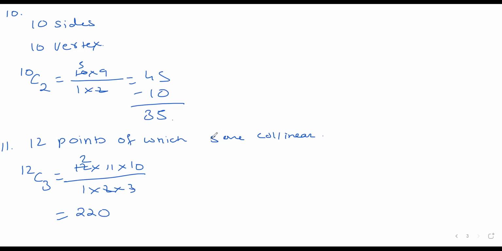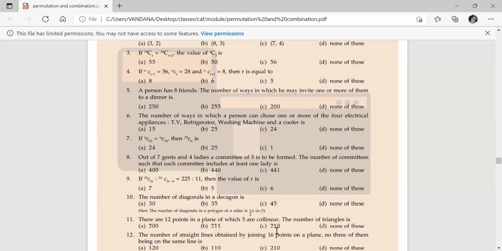If I select a triangle out of these 5 points, that will be 5C3, that is 5 into 4 into 3 upon 1 into 2 into 3, is 10. I'll minus this out of the total triangles, 220. These 10 are not triangles because they are formed from collinear points, and collinear points don't form a triangle. So the total triangles will be 210. C.